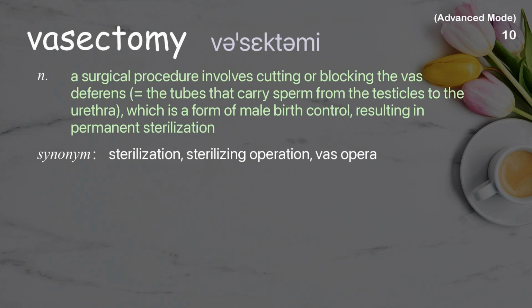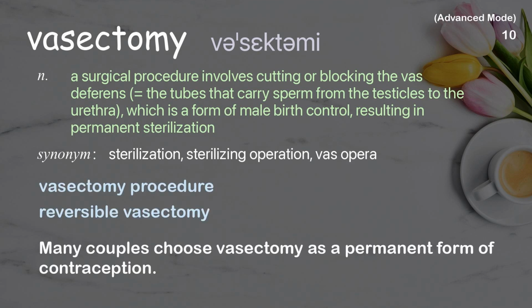Vasectomy. A surgical procedure involves cutting or blocking the vas deferens, the tubes that carry sperm from the testicles to the urethra, which is a form of male birth control, resulting in permanent sterilization. Examples: Vasectomy procedure. Reversible vasectomy. Many couples choose vasectomy as a permanent form of contraception.